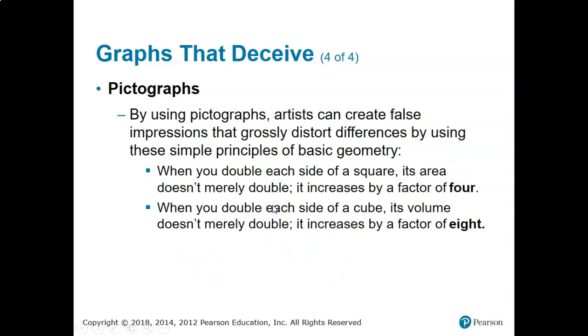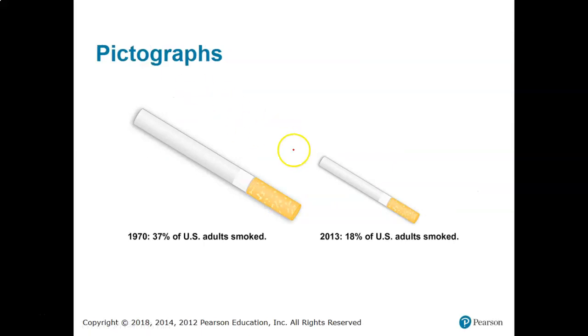So here are some examples of those. Like here, if you're looking at this cigarette versus this cigarette, the difference is like 18% to 37%. So this one is double the other, but this cigarette is obviously way more than double, because not only did it get doubled in length, it also got doubled in width, and therefore perceptively to our eyes, it's trying to distort the difference in the data values here. So be careful that you do not put a lot of credibility in pictographs because they can visually distort the data. All right.